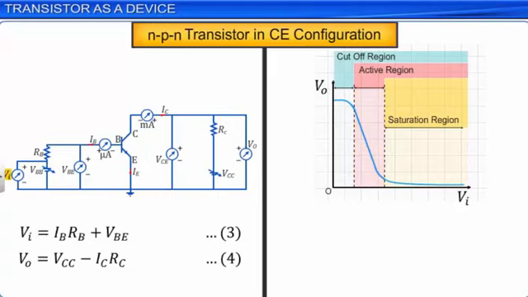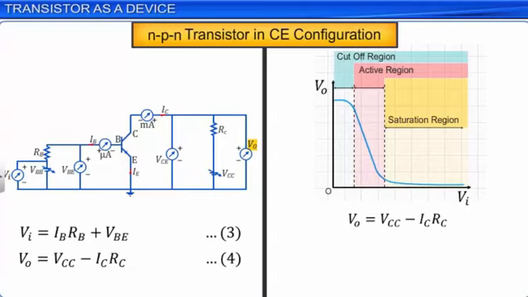Then, the output voltage Vo is equal to VCC minus IC into RC. The output voltage Vo decreases linearly till its value becomes less than 1 volt. Beyond this, the transistor goes into the saturation state. That is, with further increase in input voltage Vi, the output voltage further decreases to 0 but never becomes 0. In the saturation state of the transistor, the collector current IC is maximum.